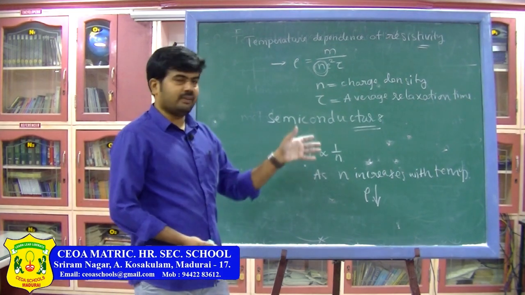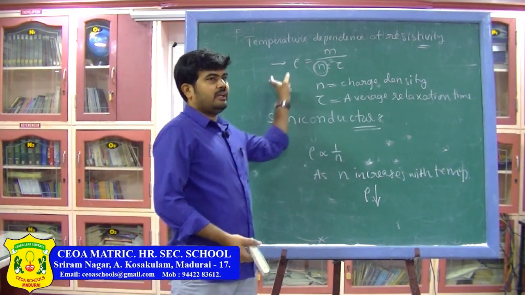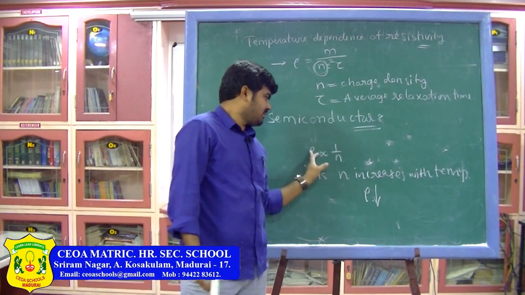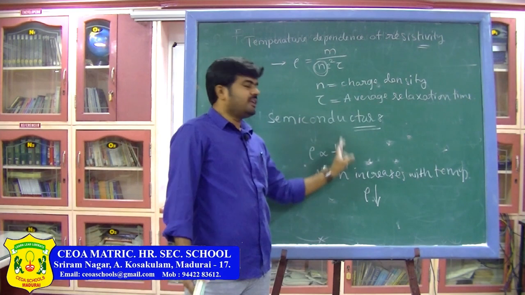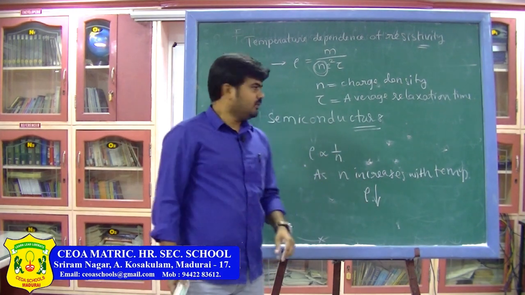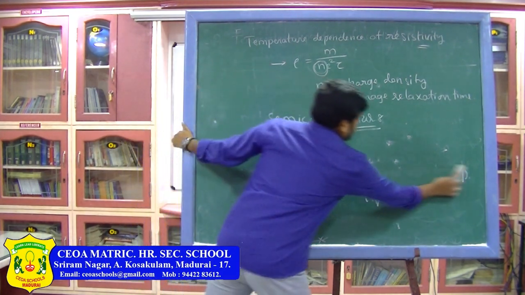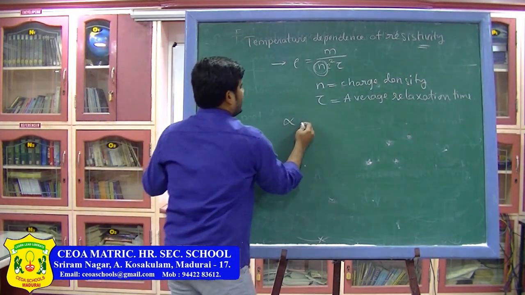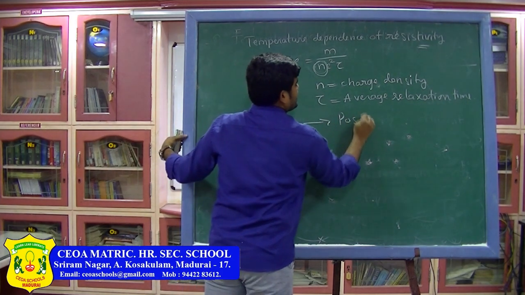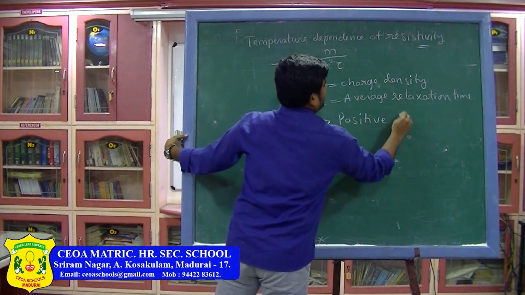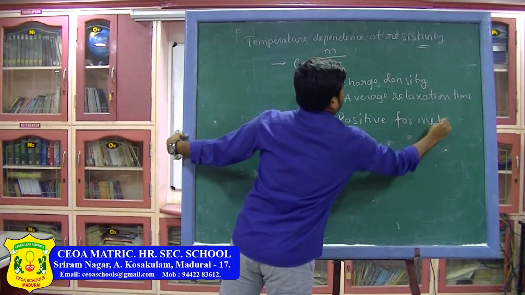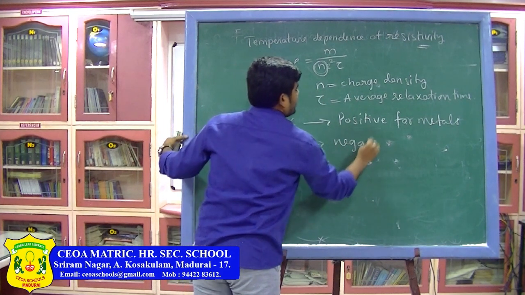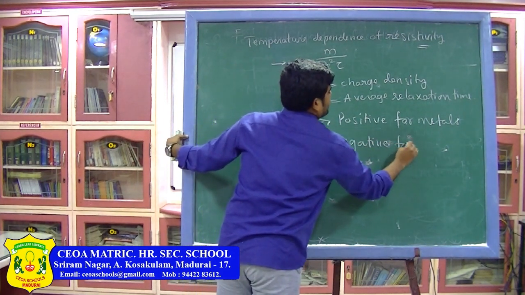So it is quite a reverse. In case of metals, resistivity is directly proportional to temperature, whereas in case of semiconductors, it is not increasing with temperature, instead it is decreasing with temperature. Now if you talk about the temperature coefficient of resistance, this alpha value is positive for metals, whereas this alpha value is negative for semiconductors.